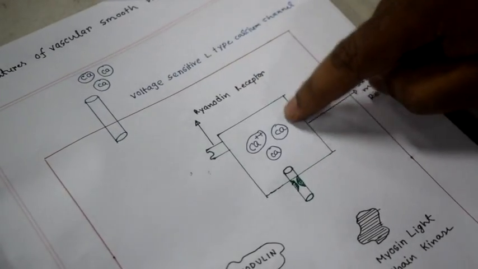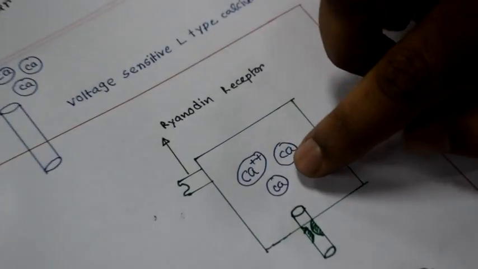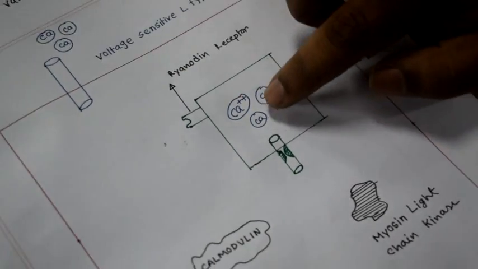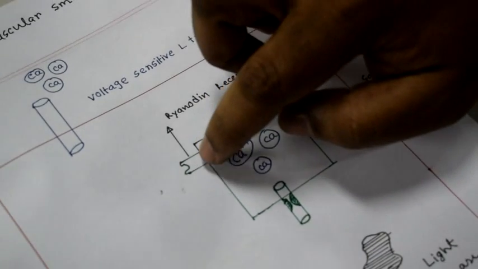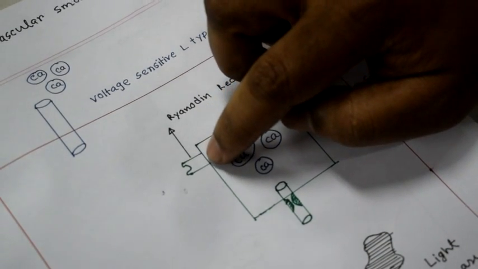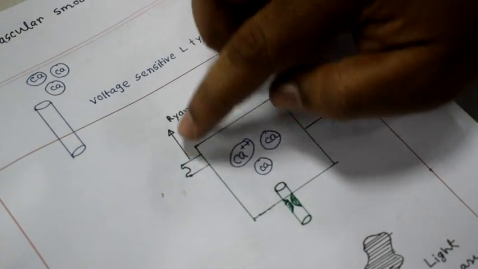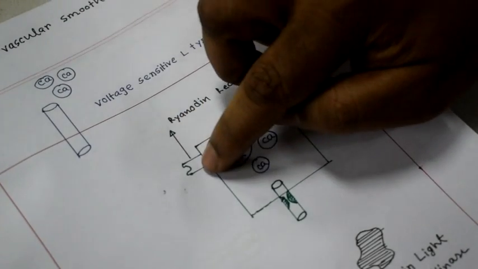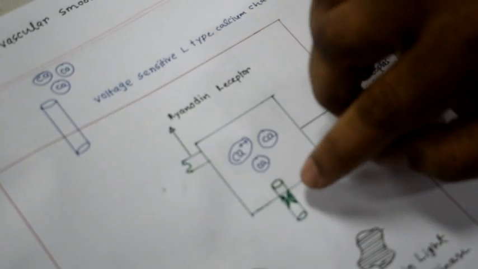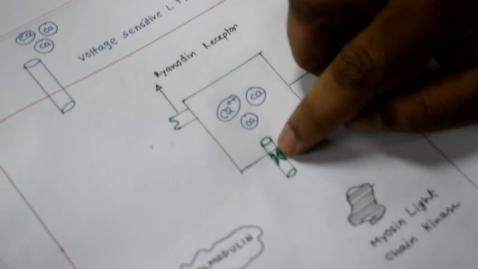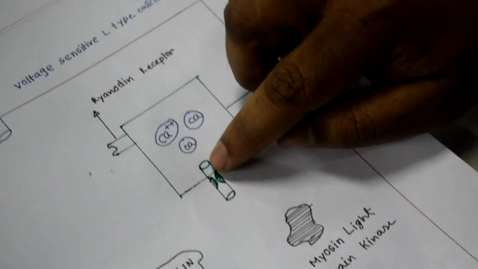Endoplasmic reticulum in the smooth muscle is called sarcoplasmic reticulum, and inside the sarcoplasmic reticulum lots of calcium ion is stored, and this is the membrane of the sarcoplasmic reticulum. On the membrane of sarcoplasmic reticulum we have two things. This green protein is called ryanodine receptor. This ryanodine receptor is a calcium channel located on the membrane of sarcoplasmic reticulum.